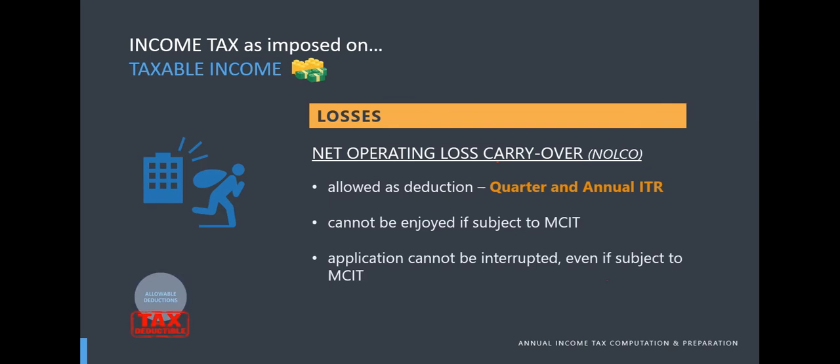The NOLCO in 2020 will still expire, starting 2021 up to 2023. So the NOLCO will expire in 2023. It does not, in a sense, interrupt the running of the three consecutive periods as set under the tax law.